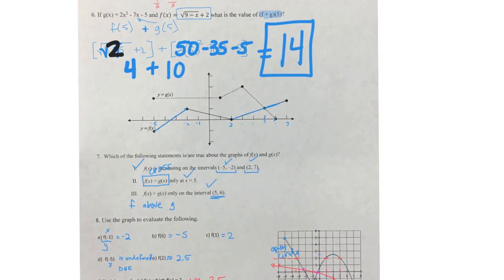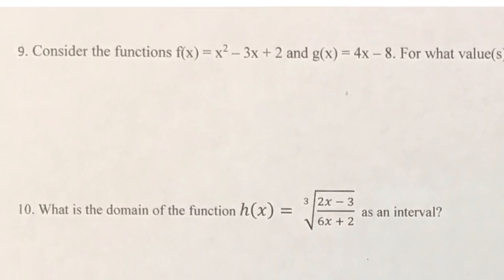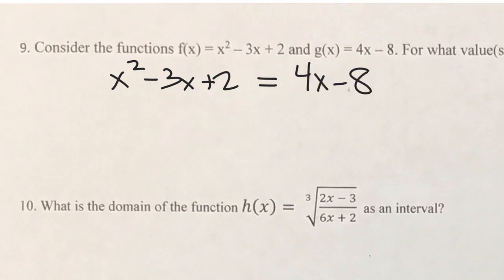Okay, there's page 2, and now for our last page, page 3, which looks like this. It starts off with two functions, and we want to know for what values they are equal. Since we don't have a graph, we can't see how many times they cross, so we have to do the algebra, which means we're going to set these equations equal. x squared minus 3x plus 2, when does that equal 4x minus 8?